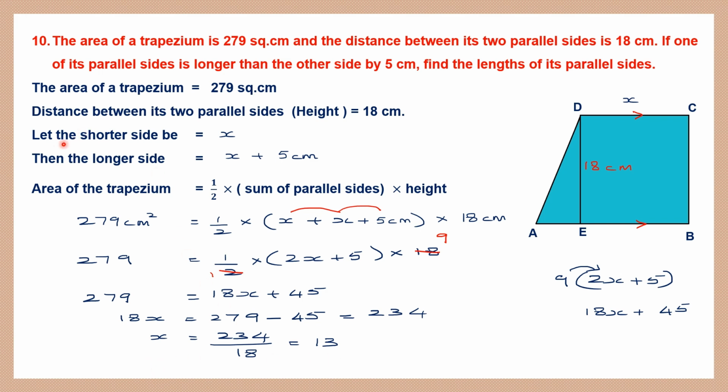And what is x? x is the shorter side. So the shorter side is 13. We can write it here. It's 13 centimeters. And the longer side is x plus 5, 13 plus 5, which is 18 centimeters. So now we have found the length of its parallel sides. It's 13 centimeters and 18 centimeters. So let's write the answer. The length of the parallel sides is 13 centimeters and 18 centimeters. So this is our answer.